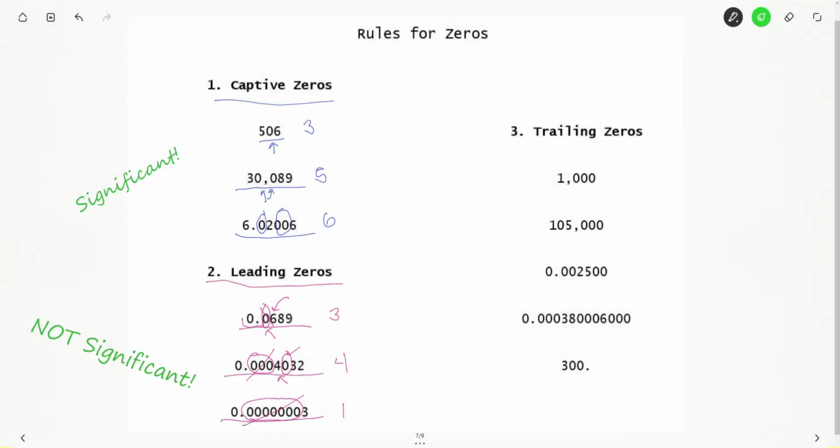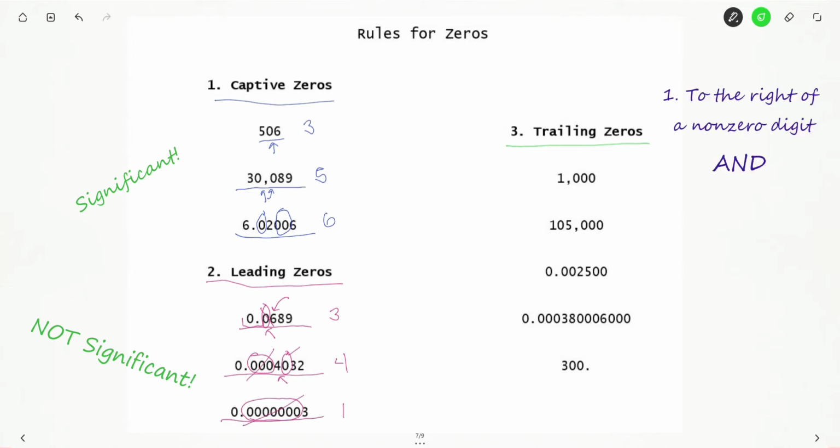Okay, now for the one that everybody hates, trailing zeros. Sometimes these are significant and sometimes they are not significant. We need to know there are 2 rules to make trailing zeros significant. The first rule being that the 0 has to be to the right of a non-zero digit. The second rule being it has to be to the right of the decimal point. If both of those conditions are fulfilled, then that trailing 0 is significant. However, if just one of them is fulfilled, it is not significant.